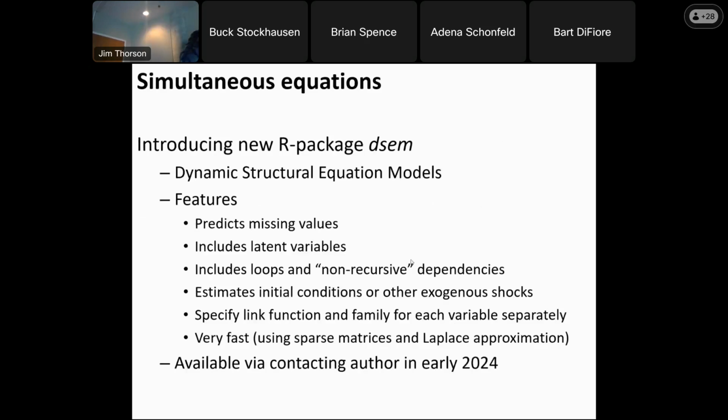And that's what this package, DSEM, does. It predicts missing values. It has latent variables. You can include loops and non-recursive or recursive dependencies. If it's non-recursive, you could do a set of linear models; if it's recursive, you can't have a set of linear models to walk through the whole thing. You can estimate the effect of press or pulse experiments or initial conditions. You can do the GLM stuff like a link or a distribution, and it's very fast because it's a big GMRF model, so it runs in a tenth of a second. It's faster than you are to read the output. So yeah, it'll be out soon.